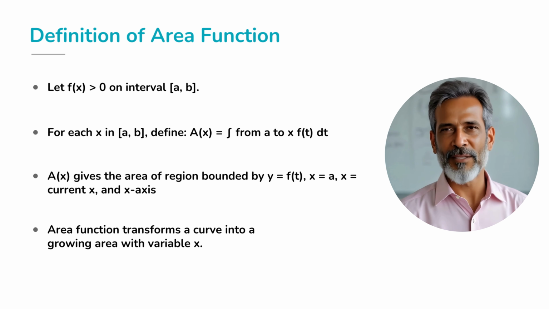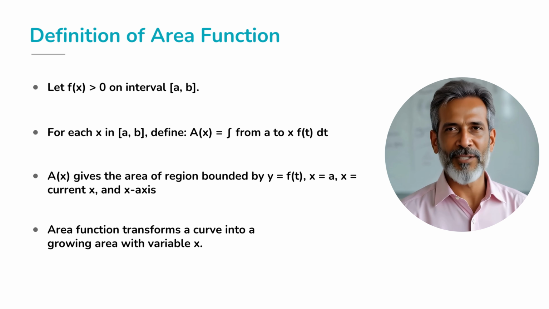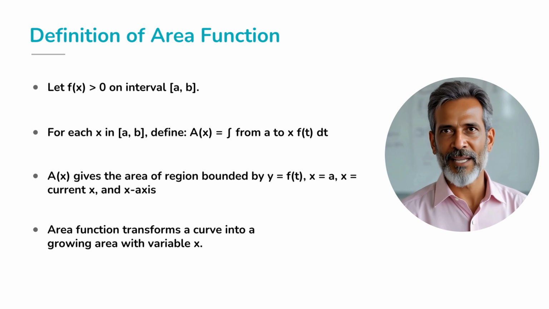Formally, if f of x is greater than 0 on the interval from a to b, then for each x in this interval we define A of x as integral from a to x of f of t dt. So A of x equals integral from a to x f of t dt. This means A of x gives the area of the region bounded by the curve y equals f of t, the vertical lines x equals a and x equals current x, and the x-axis. In the NCERT figure, this is exactly the light shaded region from a to x under the curve.